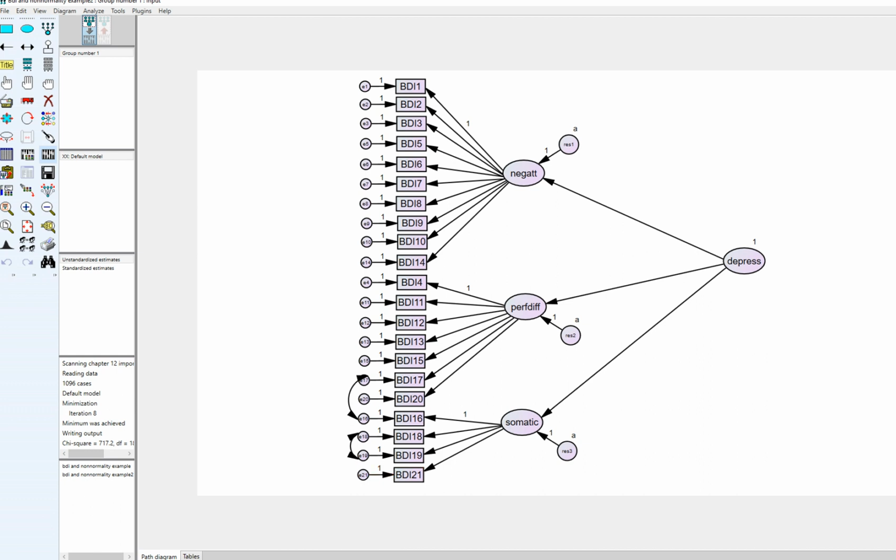So at any rate, what we're going to find out as we go through this is that the items themselves exhibit a lot of univariate non-normality, and also we're going to see that they exhibit multivariate non-normality as well.